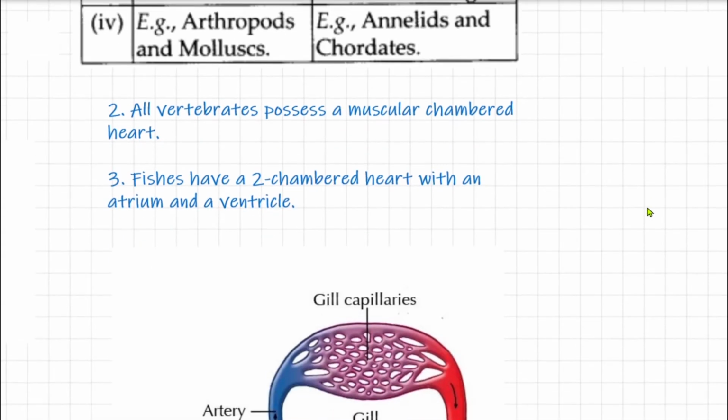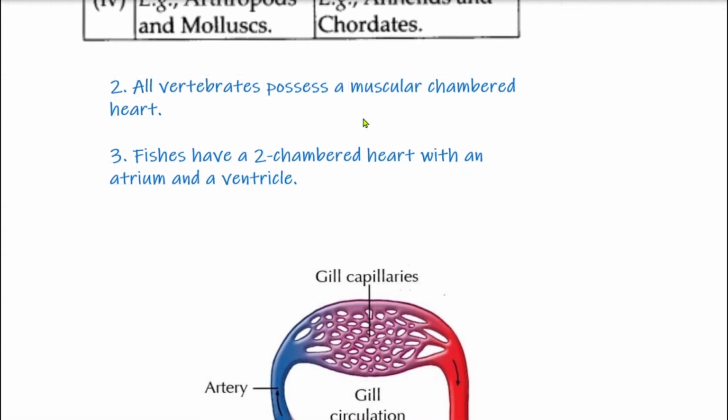Now students, here we have to study only the vertebrates. Vertebrates possess a muscular chambered heart. The heart of the vertebrates has two properties. One, it is muscular, it is made up of muscle fibers, and secondly, it is chambered. It means the heart of the vertebrates is divided into different chambers.